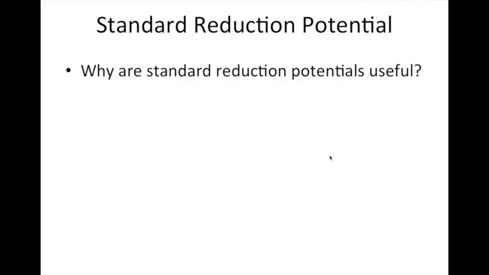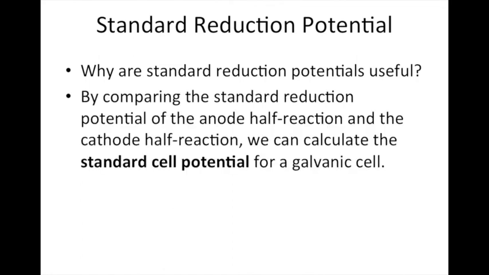So now that we've looked at how these standard reduction potentials are determined experimentally, why do we need to know what they are? Why are they useful? Well, by comparing the standard reduction potentials of an anode and a cathode, we can calculate the overall cell potential for a galvanic cell. And we'll look at that in another video.